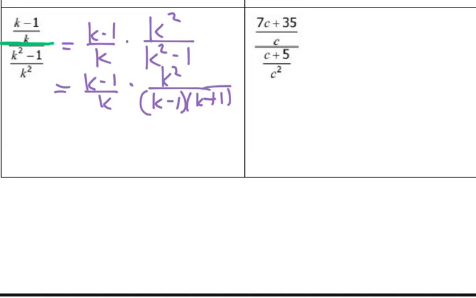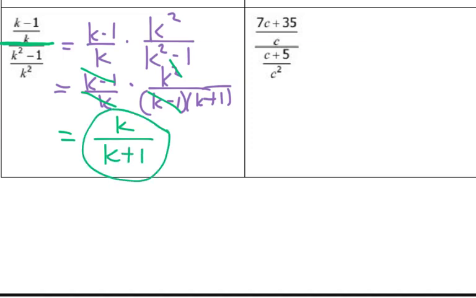And then I can reduce anything that I need to reduce before I multiply. So k minus 1 cancels, and then k and k squared will cancel, leaving it as k over k plus 1. And that's my final answer.